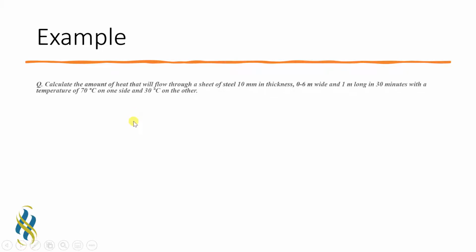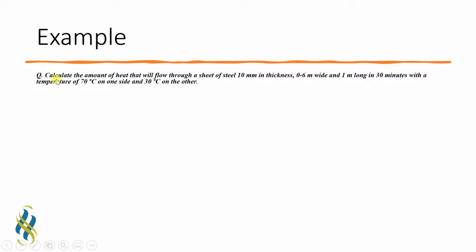So let's see an example. Here the question says: calculate the amount of heat that will flow through a sheet of steel 10 millimeter in thickness, 0.6 meter wide and 1 meter long in 30 minutes, with a temperature of 70 degrees Celsius on one side and 30 degrees Celsius on the other.